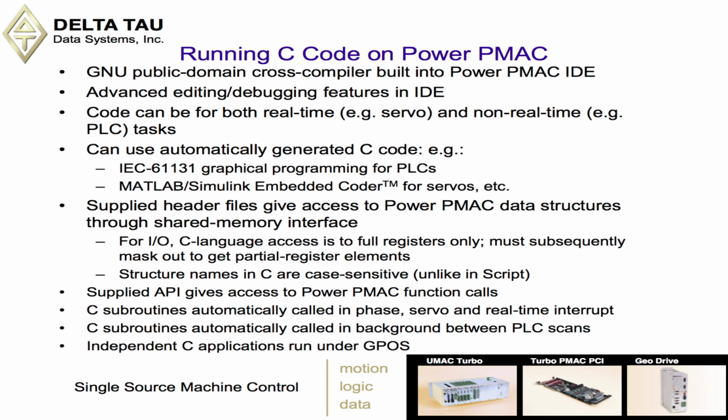Remember, in script, our language is not case sensitive. So accessing something like jog speed, it doesn't matter the case of it. In C, the C rule is that you must match the case properly. We can't change that. And we have a supplied API, application programming interface, to give you access from C to functions like command to jog, start a program, abort, things like that. Or we have function calls that you can do from C.